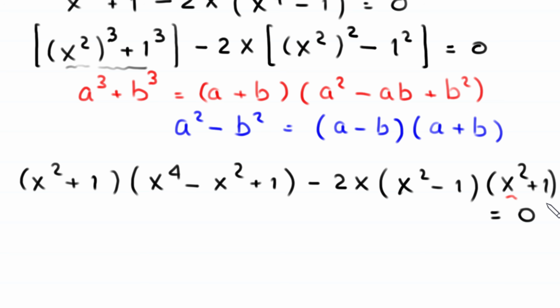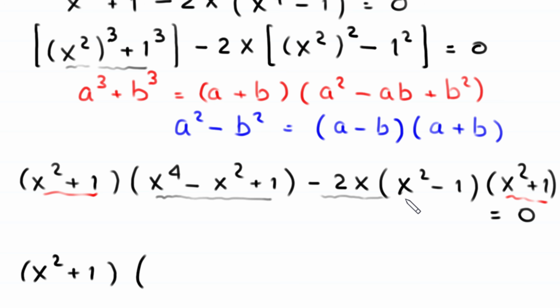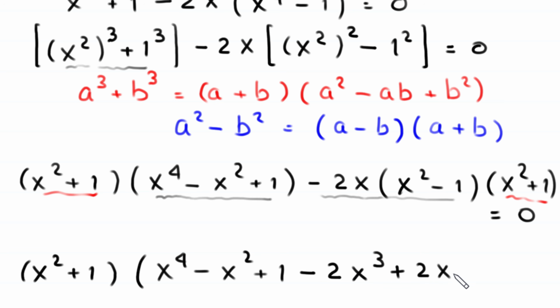Now this x^2 plus 1 is a common factor, so we factor out this x^2 plus 1, and in bracket is left this expression x^4 minus x^2 plus 1 and negative 2x times (x^2 minus 1). In bracket is left x^4 minus x^2 plus 1. Negative 2x times x^2 will become negative 2x^3. Negative 2x times negative 1 is plus 2x, equal to 0.